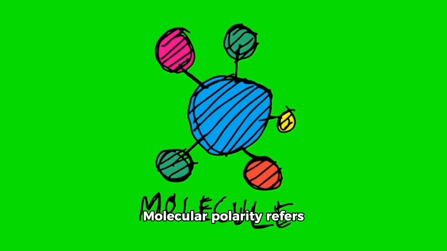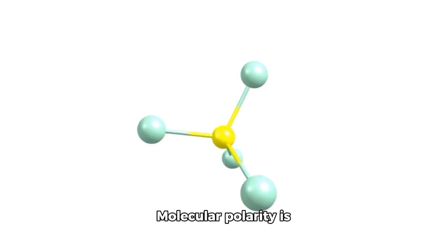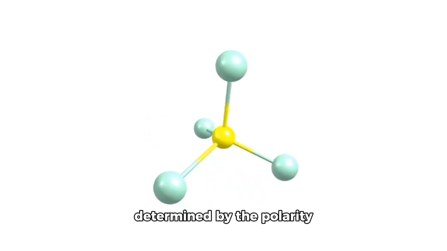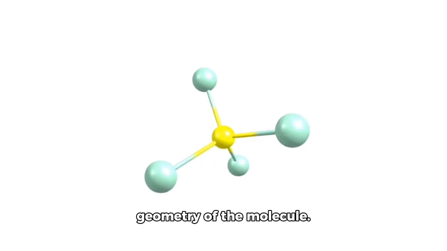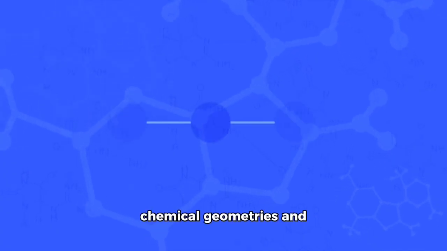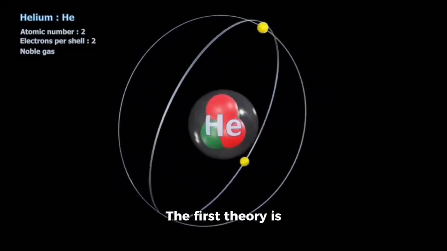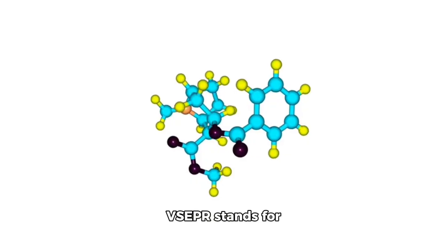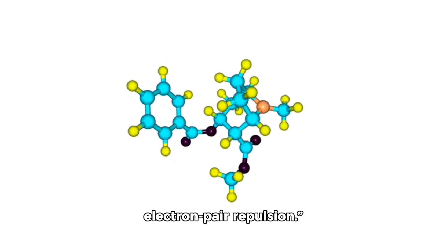Molecular polarity refers to the uneven distribution of molecular charge. Molecular polarity is determined by the polarity of each bond and the geometry of the molecule. Two theories describe the chemical geometries and shapes of molecules. The first theory is VSEPR theory. VSEPR stands for valence shell electron pair repulsion.